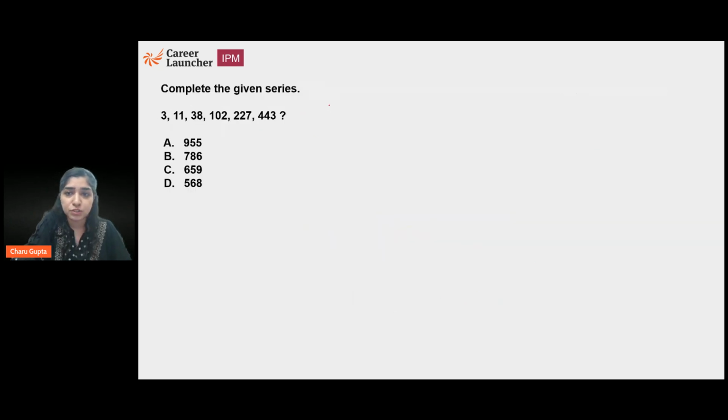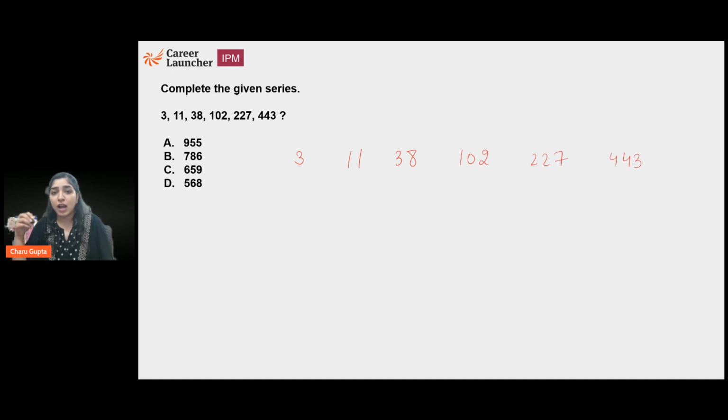Okay, series. So we are given a series 3, 11, 38, 102, 227 and 443. I can see that numbers are increasing exponentially, as in the numbers are getting really big. With practice, I might have thought that the numbers include either squares or cubes, or something related to multiplication, in short. So let's try to find out the differences first.